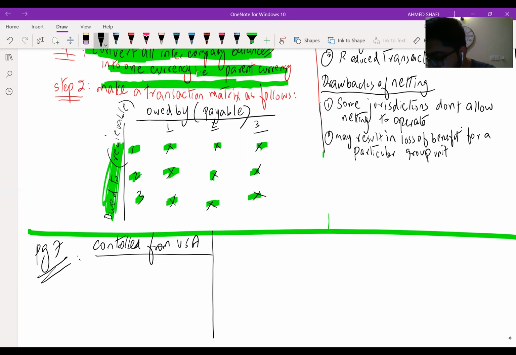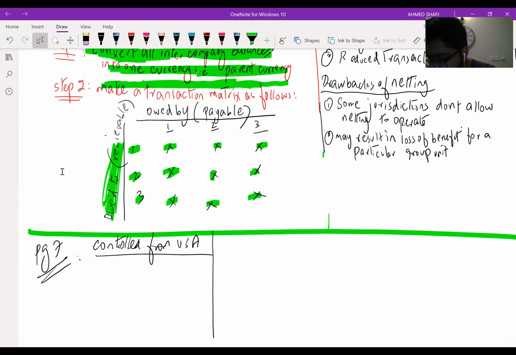The balance is 1,200,000, the currency is South African rand. Receivable is UK, payable is France. The balance is 480,000 and the currency is euro. The next transaction: receivable is France, payable is South Africa, currency is rands, 800,000 South African rands.